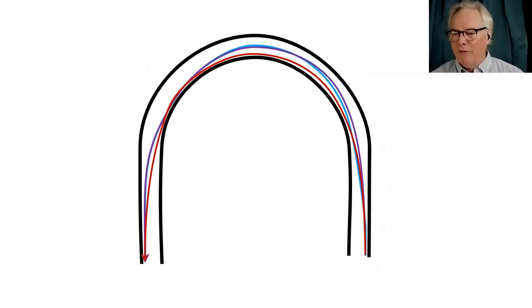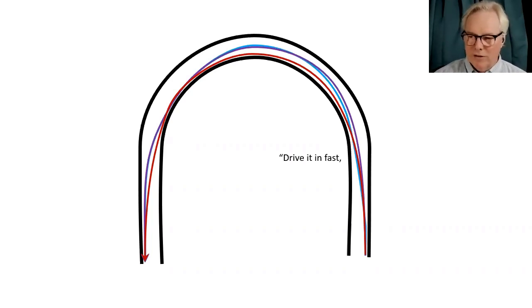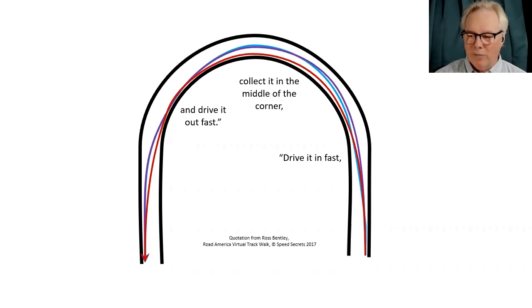That purple line, that first apex is less aggressive, but I still got a little bit of that, tilt the car into the corner and make my own straight. So it's going to vary a lot. But I've got a general rule of thumb for this. Drive it in fast, collect it in the middle of the corner, and then drive it out fast. And that's not just me saying that. Ross Bentley described the carousel at Road America that way. What that looks like is going to vary a lot in this type of corner depending on the car and driver and conditions.